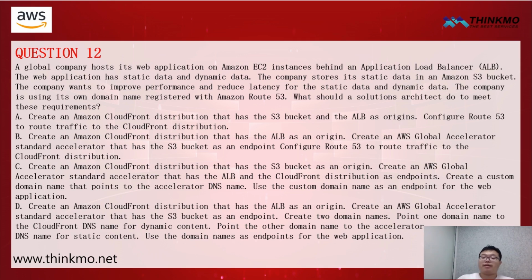Then the fourth option, D, uses two domain names that point separately to CloudFront and Global Accelerator. In this way, static and dynamic content are separated, but this also increases some management overhead, and the user experience may be inconsistent. Moreover, CloudFront itself can handle both dynamic and static resources at the same time, so there is actually no need to separate them here. Therefore, for question 12, we choose option A.